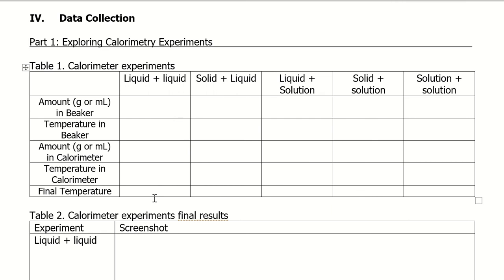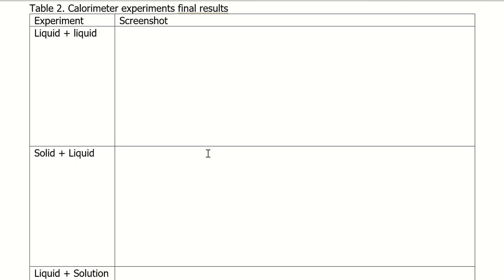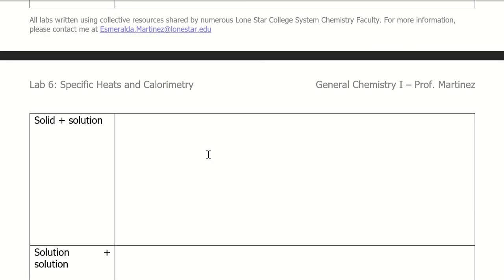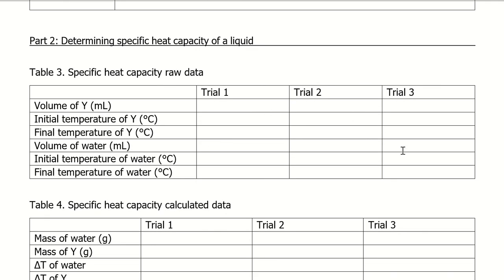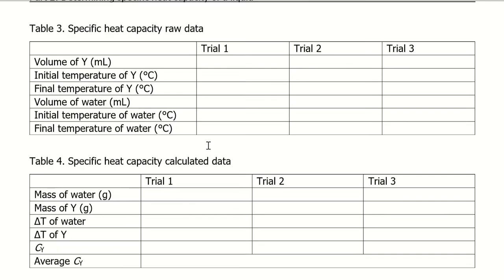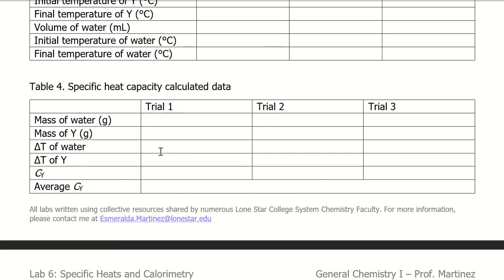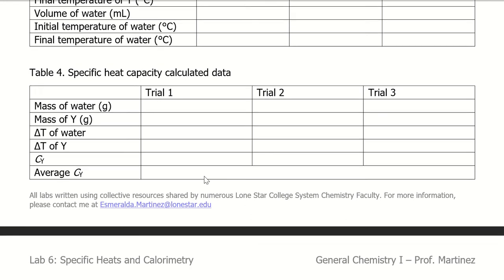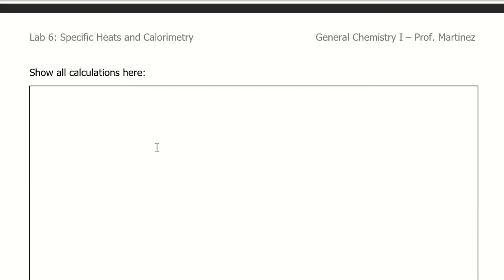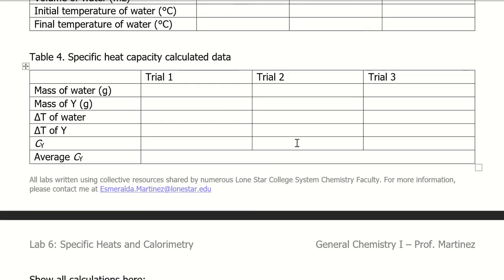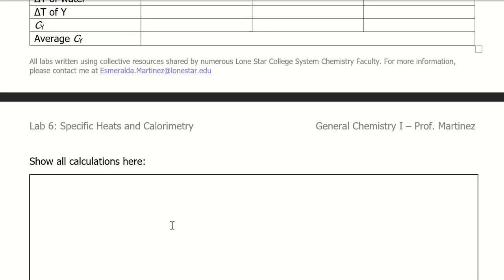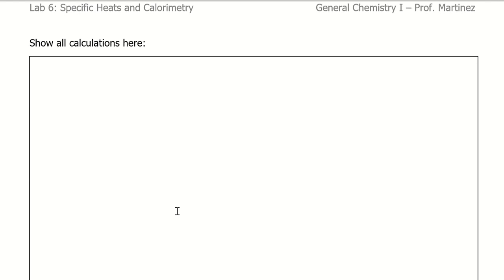So just to show you how the data collection looks, for part 1, this is where you're collecting all the values, all the measurements, and then here is where you're inserting the screenshots that we were discussing. For part 2, again, you have to measure everything, collect all those measurements, all the units, and then you're going to calculate those specific heat, the masses, and everything. So you can actually work on the calculations first and then fill in this table. It's up to you. But make sure to show all your calculations right here.